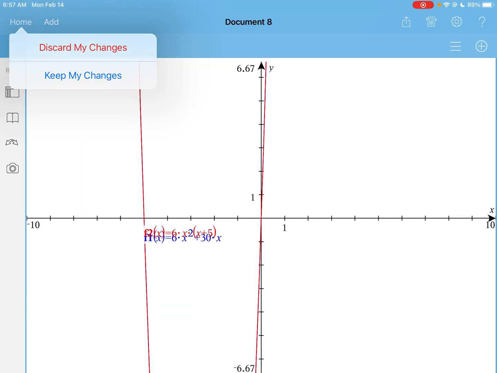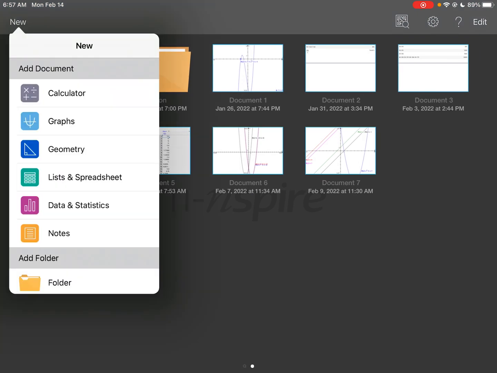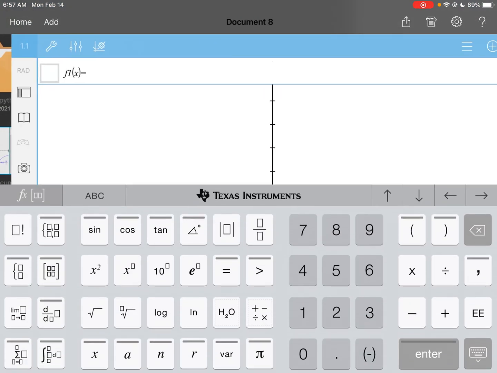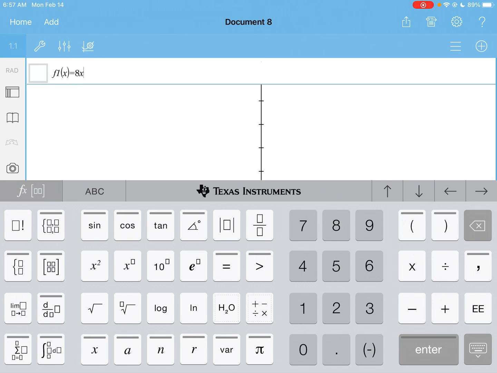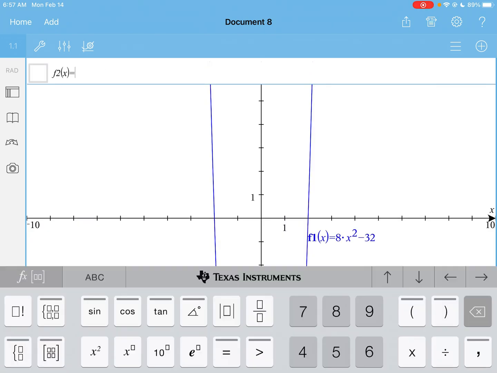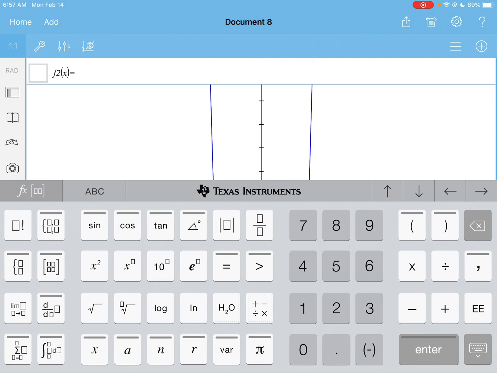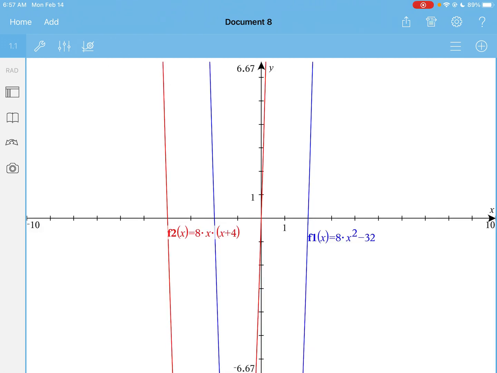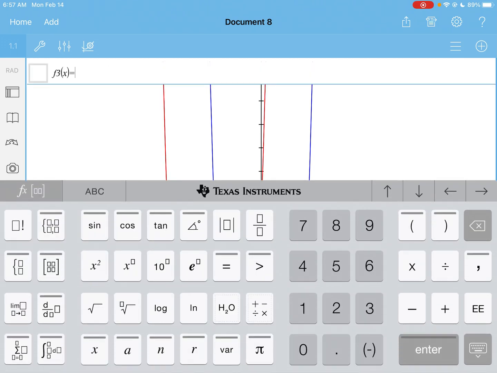So, number 15, exactly the same. So here we go. New document, new graph. Okay, we have 8x squared minus 32. See what it looks like. Looks like that. Beautiful. Okay, we want it to be equivalent, which is the same. Now, remember, we have to put that 8x in parentheses and then x plus 4. Like that. We press enter.